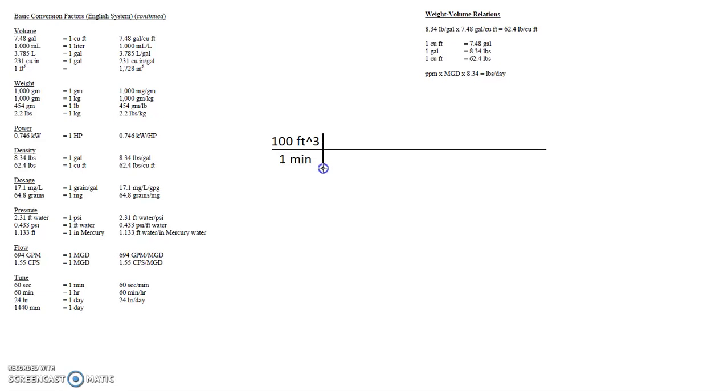So you always start off with what you're given on the left. If you don't have something on the bottom, so something per minute, something per second, something per gallon, then you can just put a 1 there as a placeholder. So we have 100 cubic feet per minute. And we want to turn this into, let's say, gallons per hour. Or let's make it really interesting. Let's make this gallons per day. So we're looking at GPD, gallons per day, as our final result.